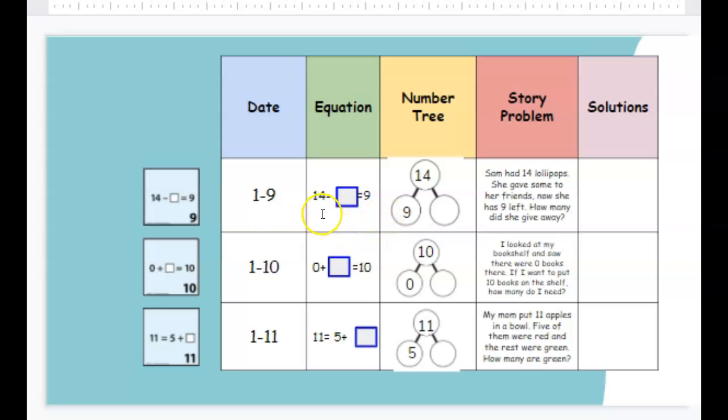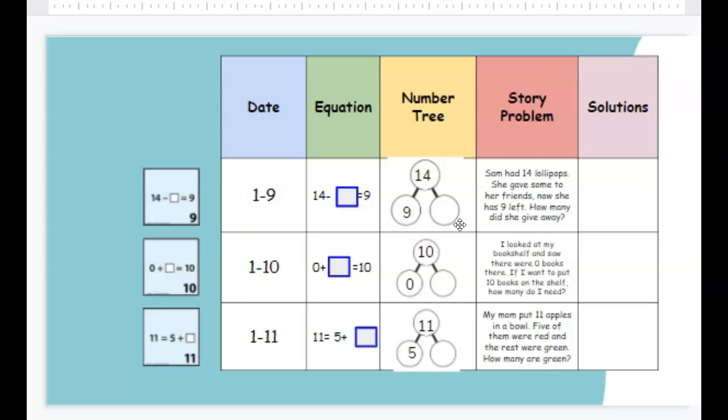So our first equation says 14 minus something equals 9. So I've put what we know into our number tree. I know the total is going to be 14, and I know that I already have an answer of 9. So how can I figure out what the missing part is?